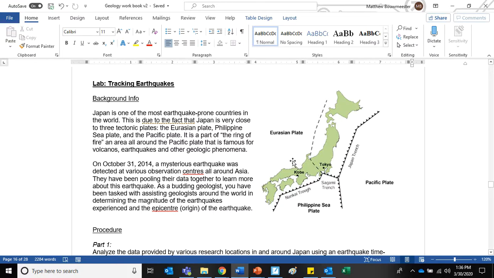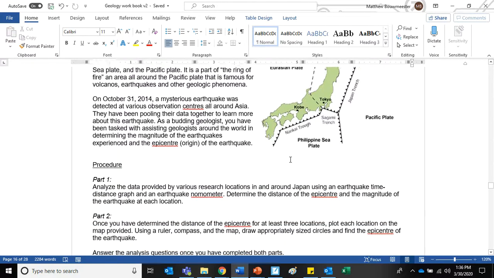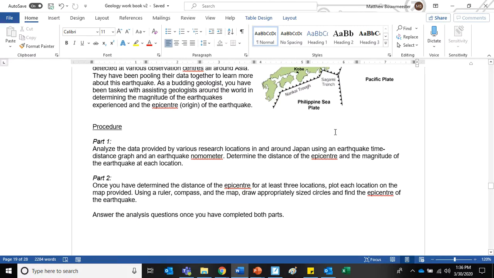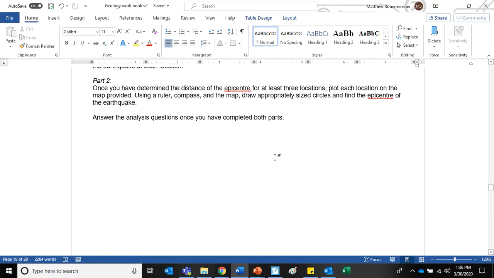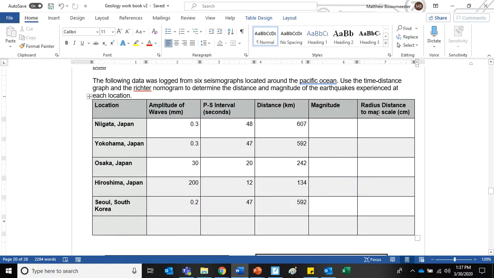So we have some data that we've pulled up, and we're going to look at how to use a nomogram and how to read and make earthquake scales or magnitudes, or how powerful an earthquake is. We're going to learn how to do that, and we're also going to draw on a map and try to predict where the epicenter of an earthquake actually is. So first things first, as we go through some of our data, you'll see down here I've added an extra column, so make sure to do that as well. But first we're going to figure out the magnitude, okay?